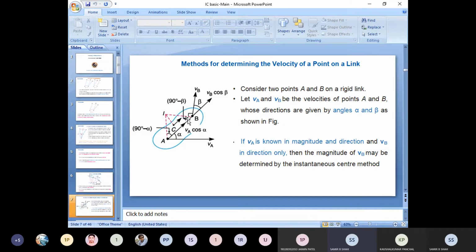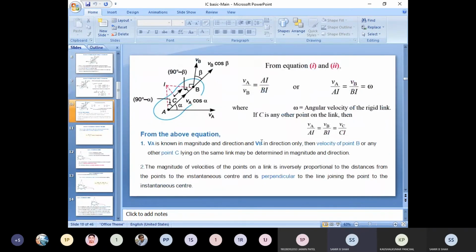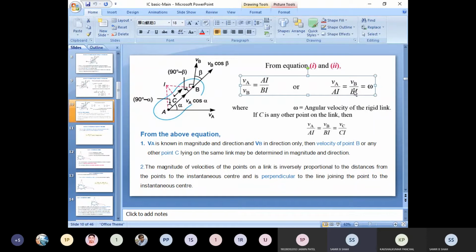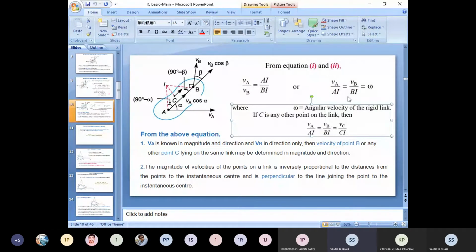Either it may be A or it may be B, and we proved one equation that if we consider two points, then the equation is VA by VB is equal to AI by BI, or we can consider that VA by AI is equal to omega, or VB by BI is equal to omega. If we consider up to Z point, then VA by AI is equal to VB by BI is equal to VC by CI is equal to VZ by ZI is equal to omega. So this is the one basic equation that we discussed in the previous lecture.